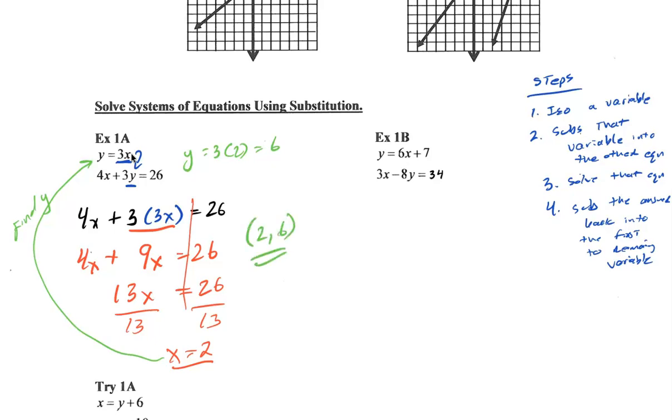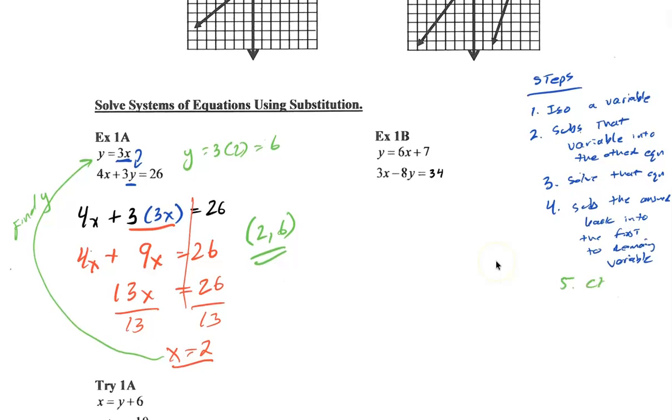Really, I should have a fifth step, which is check your solution. You can do that by substituting your solution into the equation. So x is 2, y is 6. Let's plug into the second equation just to check. It'd be 4 times 2 plus 3 times 6. Does that equal 26? So 8 plus 18, that does equal 26. So you go check your work to see if it's right.